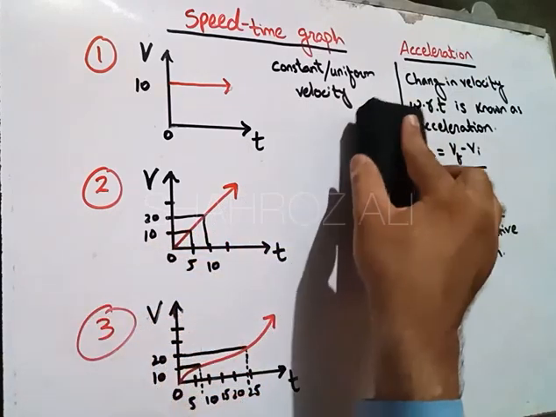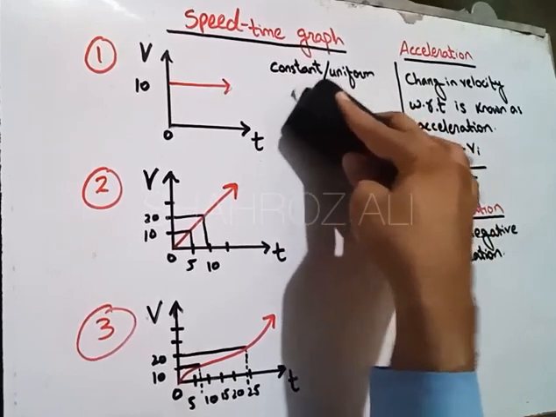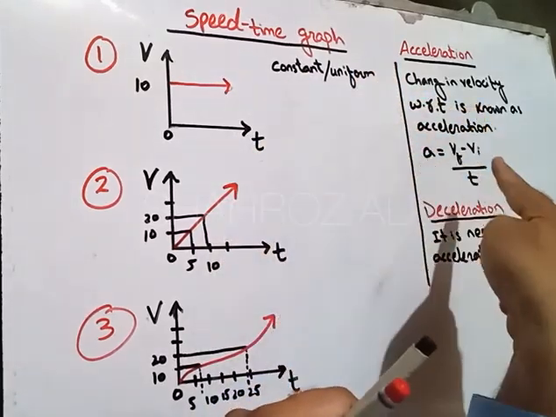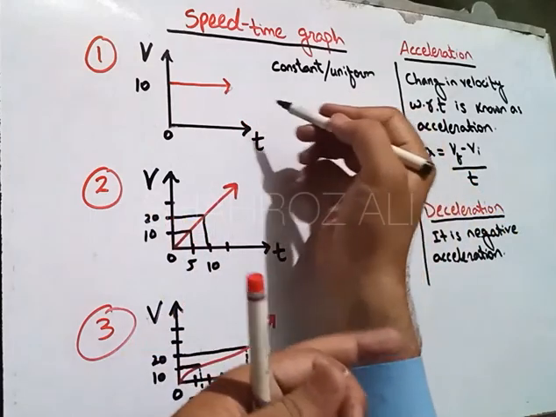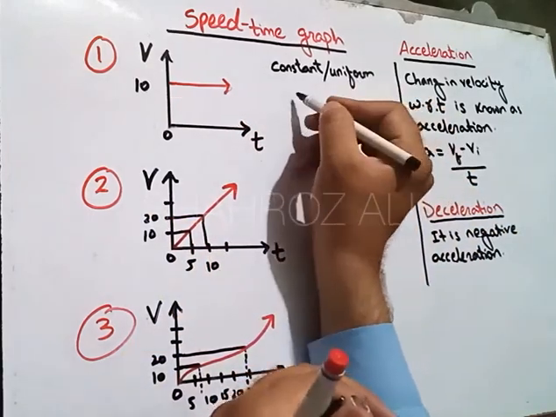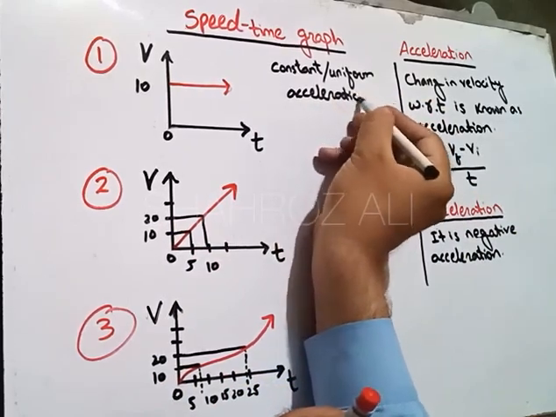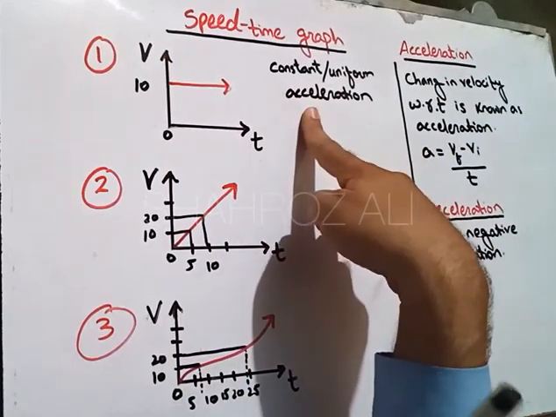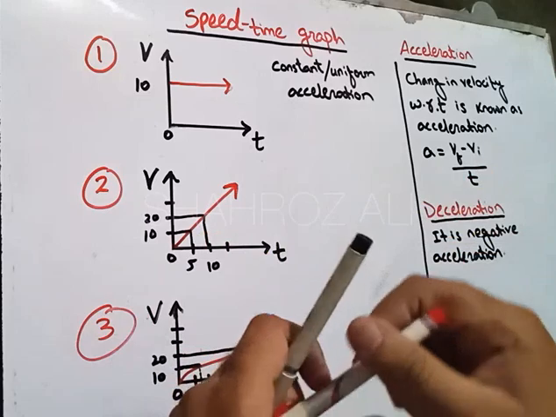you can say constant or uniform acceleration, not velocity, because velocity and time will give us acceleration. So the acceleration that is produced here is constant or uniform. Velocity time will give you acceleration and distance time will give you velocity. That is already discussed.